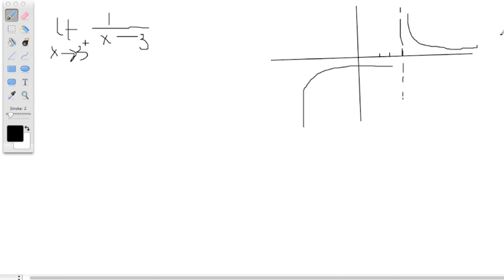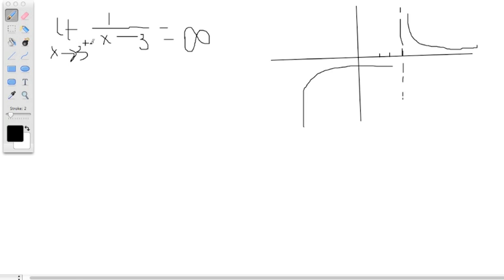And we can see from the right, as x approaches 3 right here, it goes to positive infinity. So this equals positive infinity. But who likes the graph? I didn't like the graph as a calculus kid. So there is another shortcut way to do this.